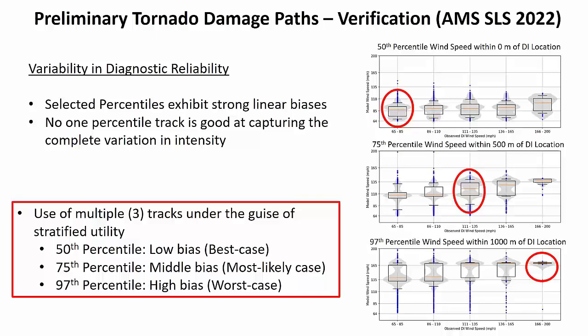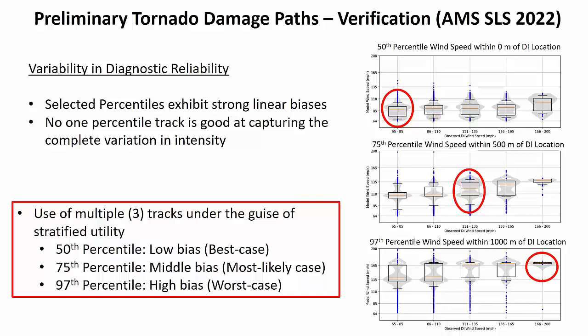But with that, no one track is really able to fully give you the variation in intensity that you see at the ground. But if you use a combination of different percentiles from those distributions, then you can get a little bit better depiction of what the lower bound, the upper bound, and something in the middle might look like.